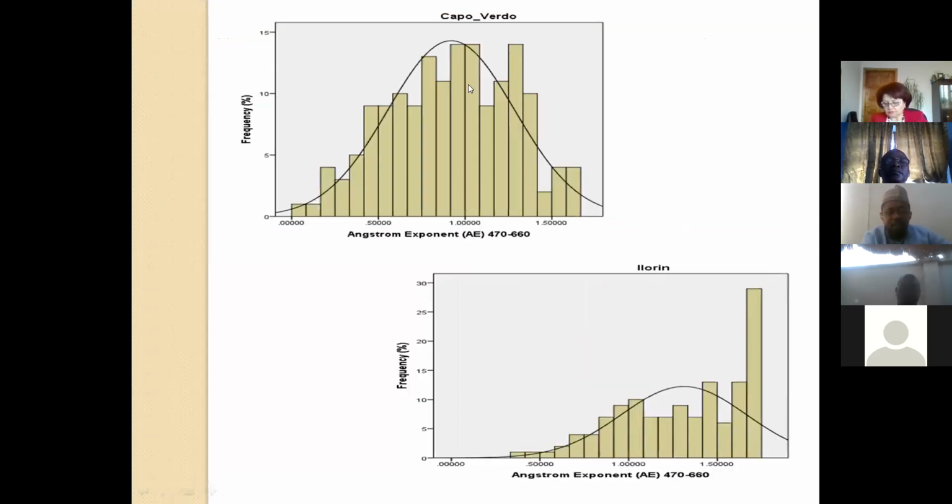Then for the size distribution for Cape Verde, we have the distribution is between 0 to 1.6. 0, I said earlier, anything approaching 0 shows clearly dust. But if it approaches 1 and beyond, it means there are more fine molds, which will be biomass burning, bush burning, any other thing that is caused by man. So here, the kind of aerosol here is a mixed one.